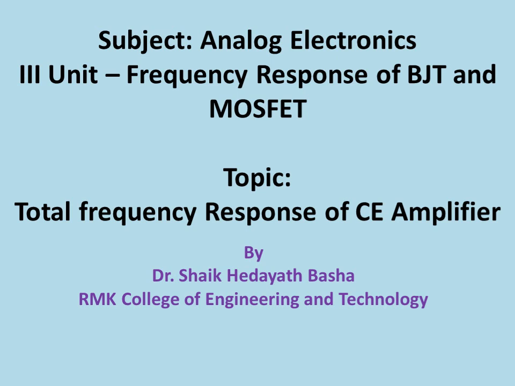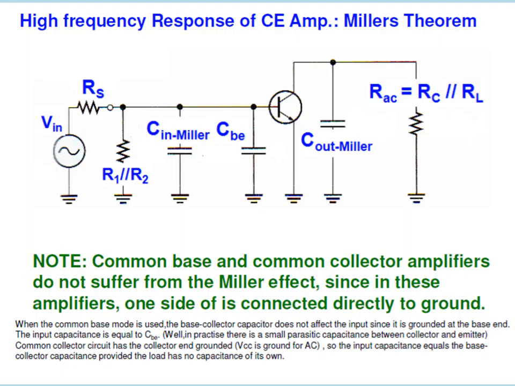Hi friends, now we will see another concept of total frequency response of common emitter amplifier. Before going to that, let's recall what we have seen in the previous video. In the previous video we saw the Miller effect due to the high frequency on a common emitter amplifier. The effect of the input capacitance and the output capacitance will decrease the gain of the common emitter amplifier, which we have seen in the previous video.